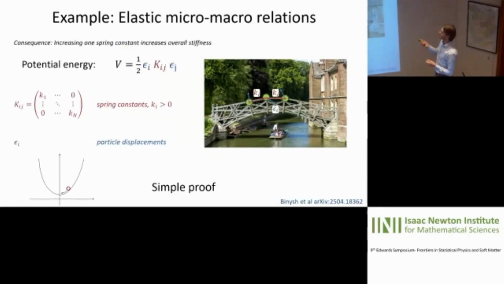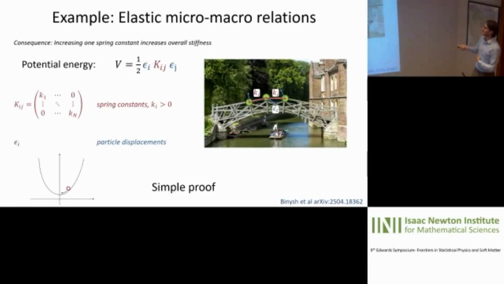The little proof relies on defining a potential energy for a structure where you have a set of displacements on the nodes and a set of spring constants that relate your displacements to a potential energy. One of the key assumptions is that, first of all, there's a quadratic potential, and then also all of the spring constants are positive. You have a positive definite potential energy.